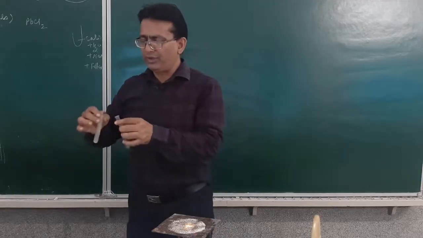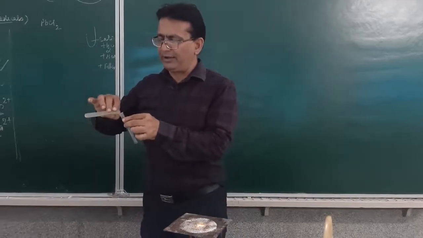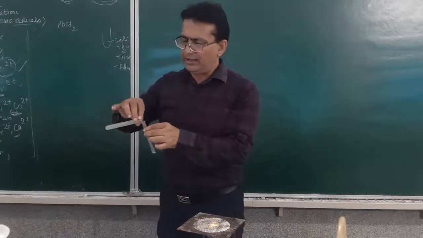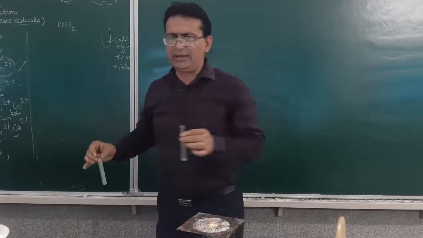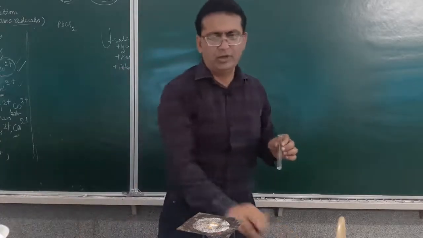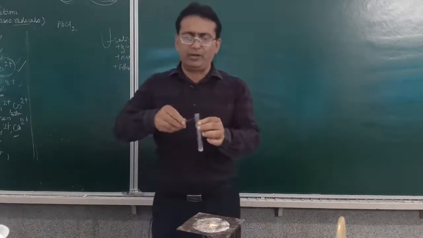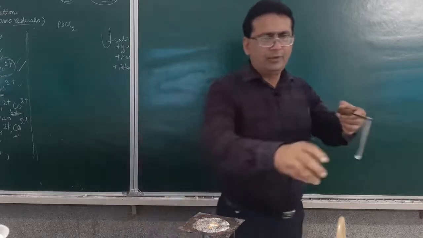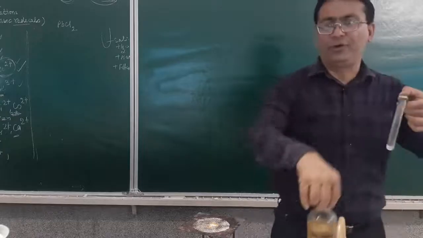Now what do we do? We take a bit of the sodium carbonate extract in the test tube, and I'll try to demonstrate to you the test of an anion. We have taken the sodium carbonate extract in the test tube, and then to this sodium carbonate extract, I'll add freshly prepared ferrous sulfate solution.